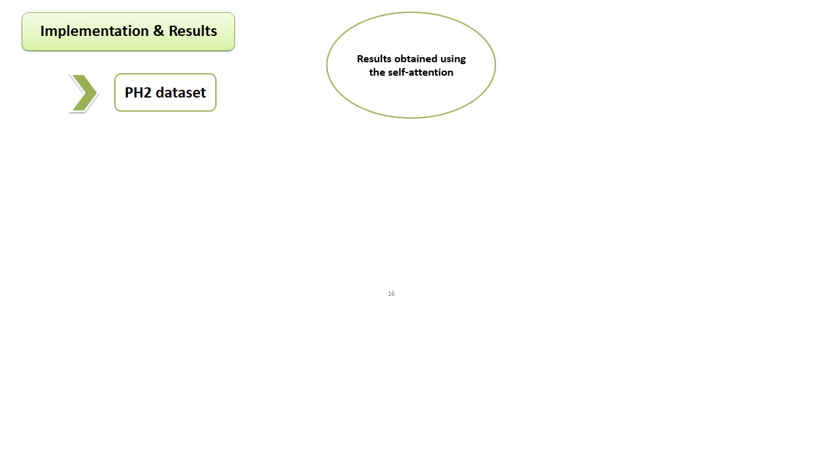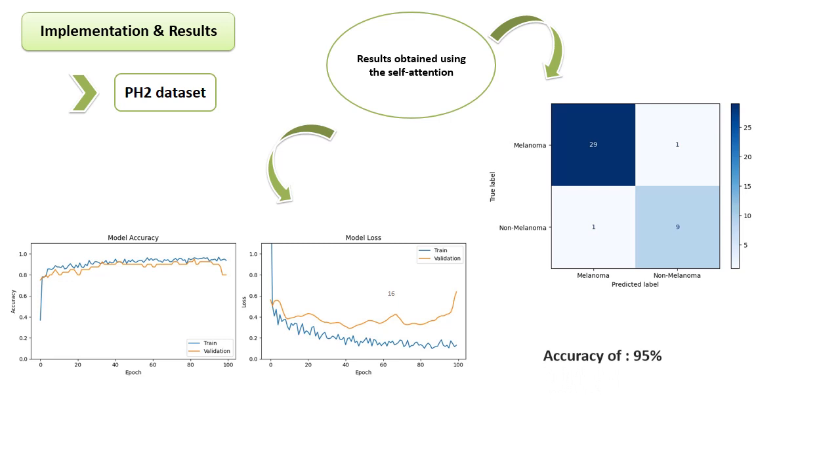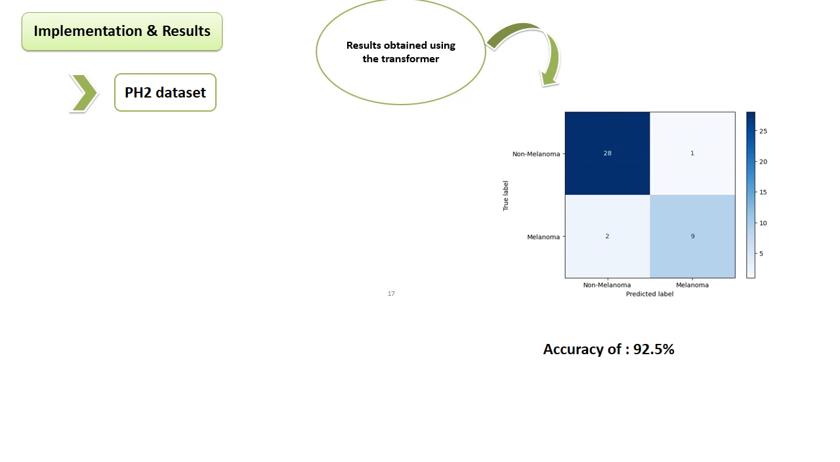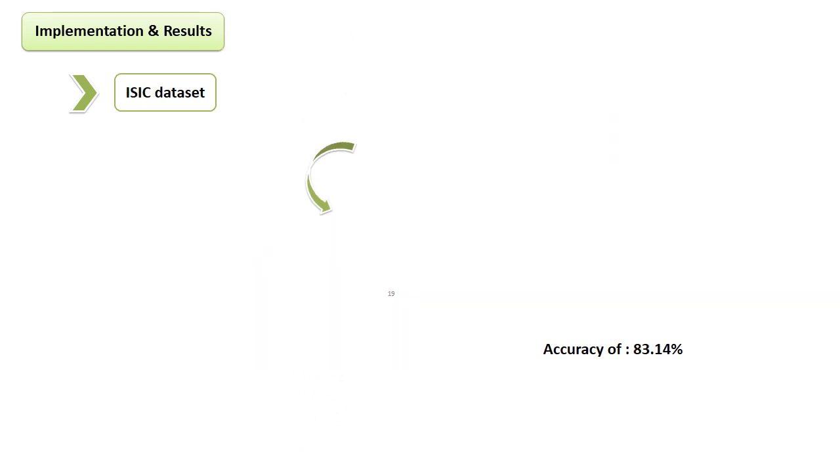Let's start with the PH2 dataset, especially self-attention. So the results obtained using self-attention, as you can see, those are the evaluation metrics, and the accuracy was 95%. This is the accuracy obtained using the transformer, 92.5%. This is the accuracy obtained using our architecture. It's 95%, like the self-attention.